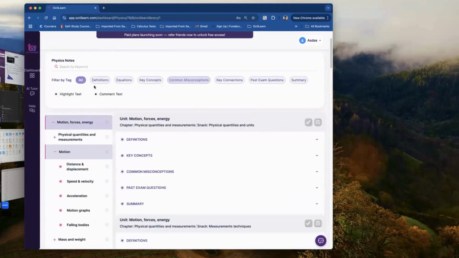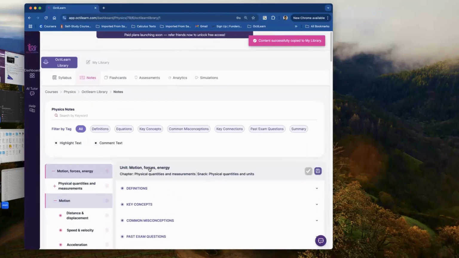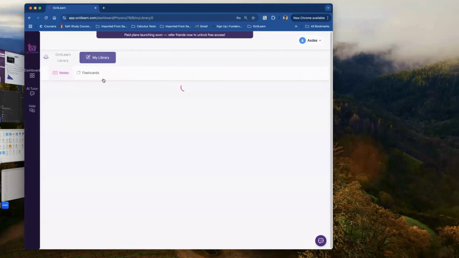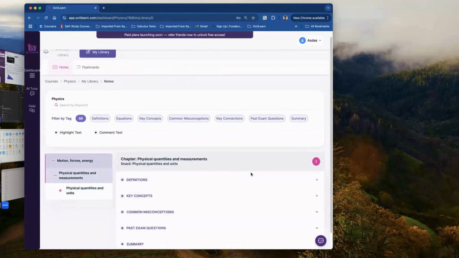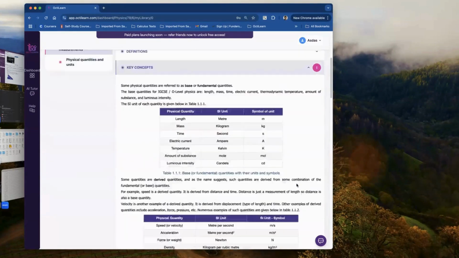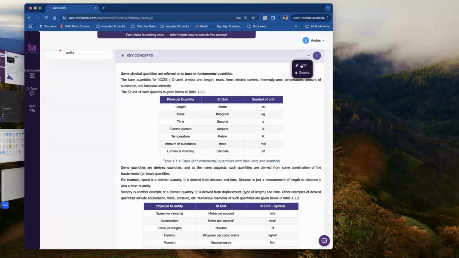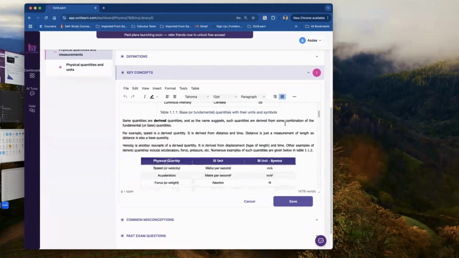Then what you can also do is click this, copy to my library, and say yes, I want to save it. If you go to my library, it creates a copy of our content in your own library. And you can then go in and edit our content. So let's say you have this. If you click here and do edit, you can actually go in and change our content.